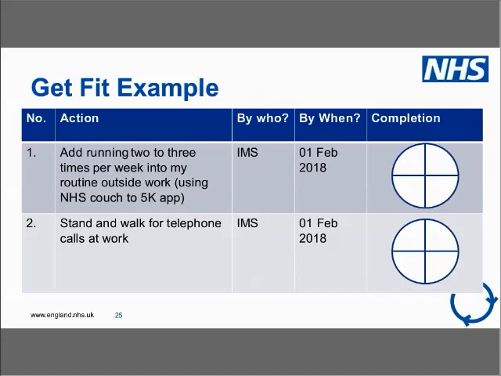So my actions, how did I specifically frame some of those things from the driver diagram? I said I would add running 2 to 3 times per week into my routine outside work using the NHS Couch to 5K app. Said I'd start in February. It wasn't a New Year resolution, but it started early in the year. And I said I would stand and walk for telephone calls at work. We will see how I got on with that a little bit later on.